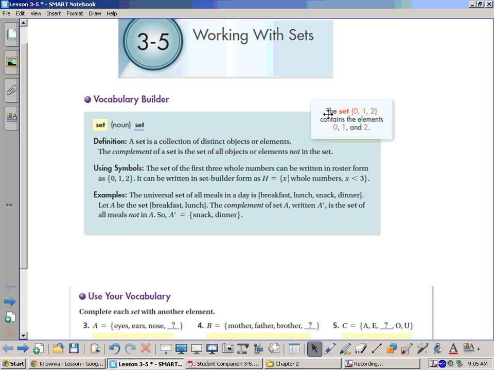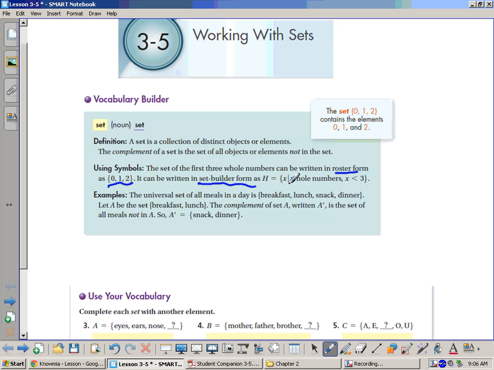So up here I just have a small example of what a set is: 0, 1, 2. So it contains elements. Each element is the number in that set. So using symbols, there's two different ways we're going to represent sets. One is called the roster form. The roster form is just going to be listing all of the numbers in that set. So 0, 1, 2 would be the list. That's roster form. But it can also be written in a new form that you may not be familiar with, which is called set builder form.